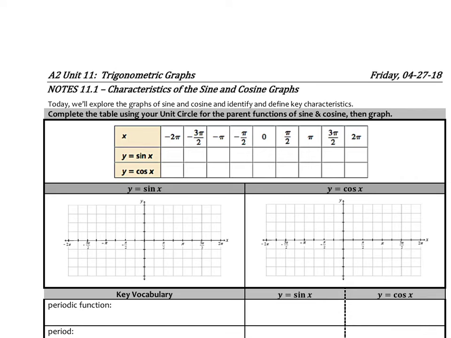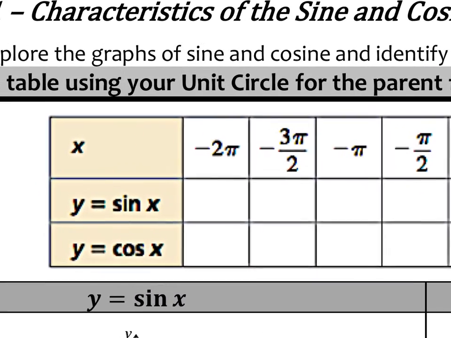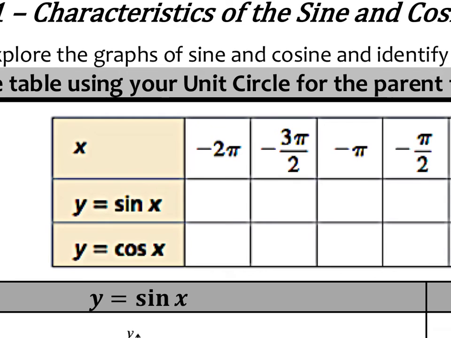Okay, so today we're going to start the process of creating the graph of sine and cosine. And the first thing we're going to do is just use the unit circle to fill out our table at the top of your notes. So the table is in radians, and it starts in the negatives. Negative 2 pi, which would be the same as negative 360, or at the location 0.